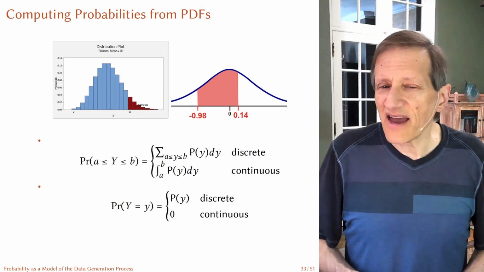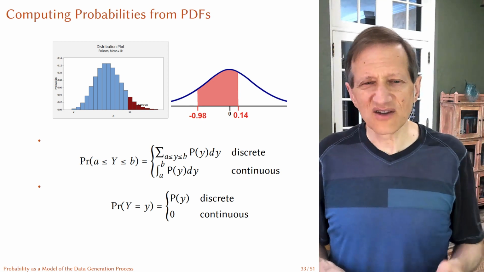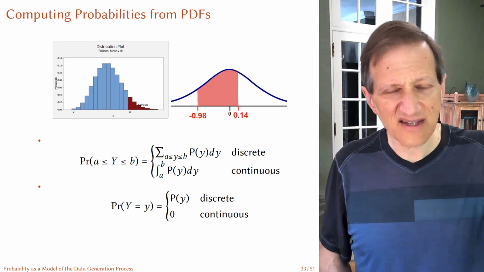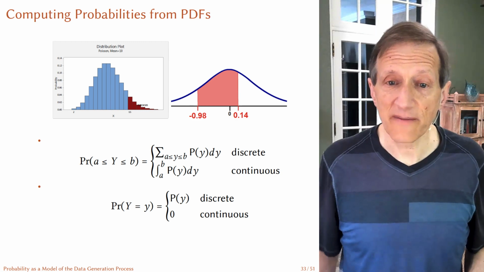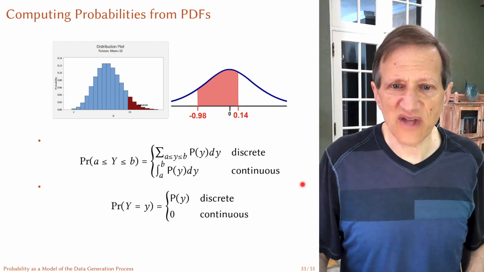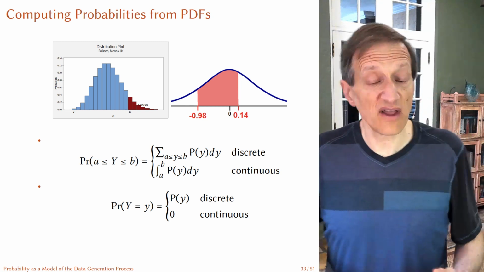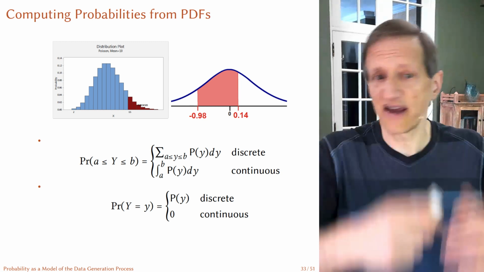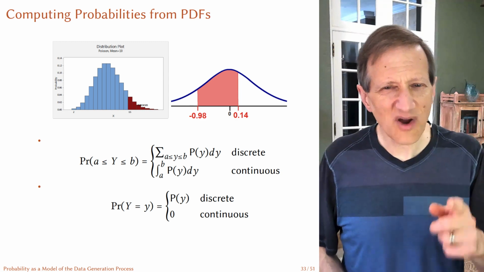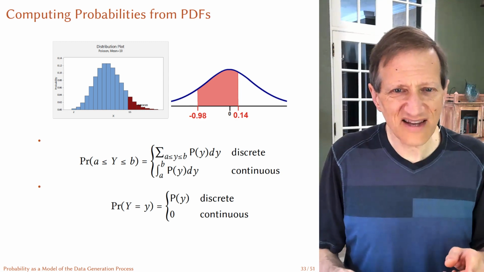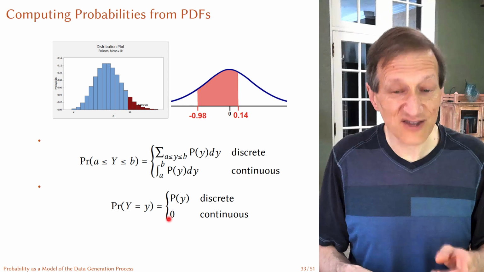All right, now one weirdness about this is, what's the probability that y takes on a specific value, which I'll call little y? How do you actually do that? What would that be? Well, in the discrete case, it's very easy. It's just the height of the curve. In the continuous case, what's the probability that y takes on a specific value? And the answer is 0.